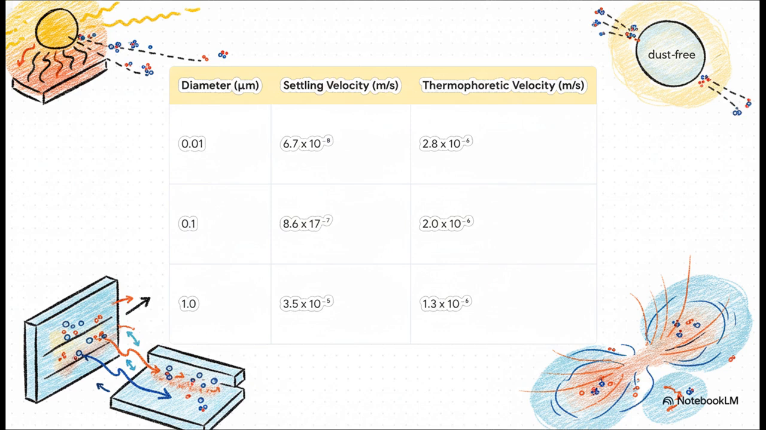Especially in that sub-micron range, the speed from thermophoresis, even a pretty modest one, is orders of magnitude stronger than the speed from gravity. I mean, it's not even a fair fight. For these tiny particles, gravity is basically a rounding error. This huge difference is the whole reason the technology works so well.